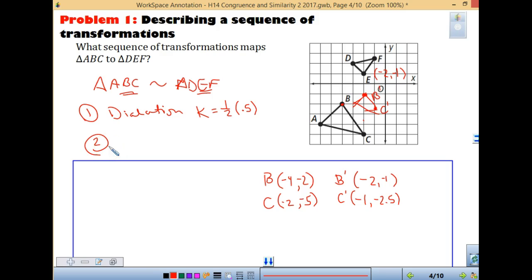Rotation, translation, reflection. Which one are we looking at? Did you guys talk? The 3 of you? Please talk. I heard some different things. Please talk, make sure you agree. Could it be a rotation? Which one makes the most sense?